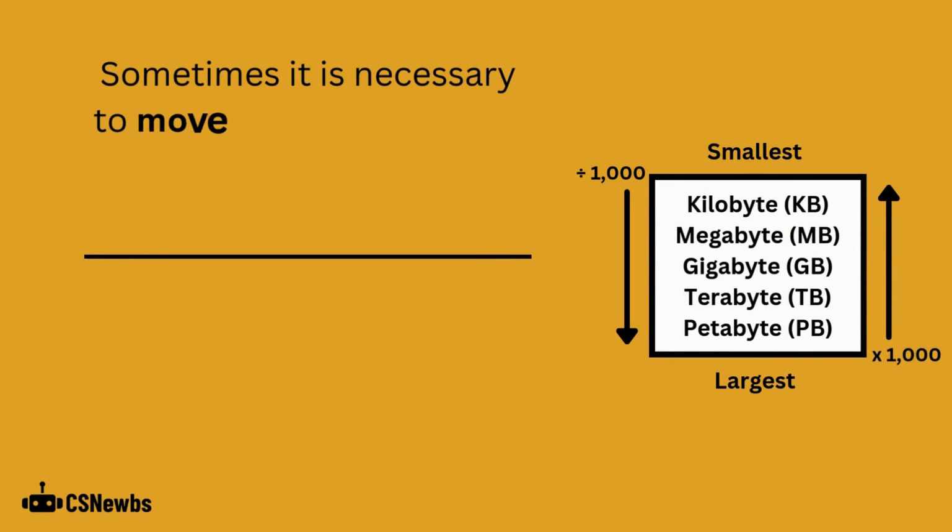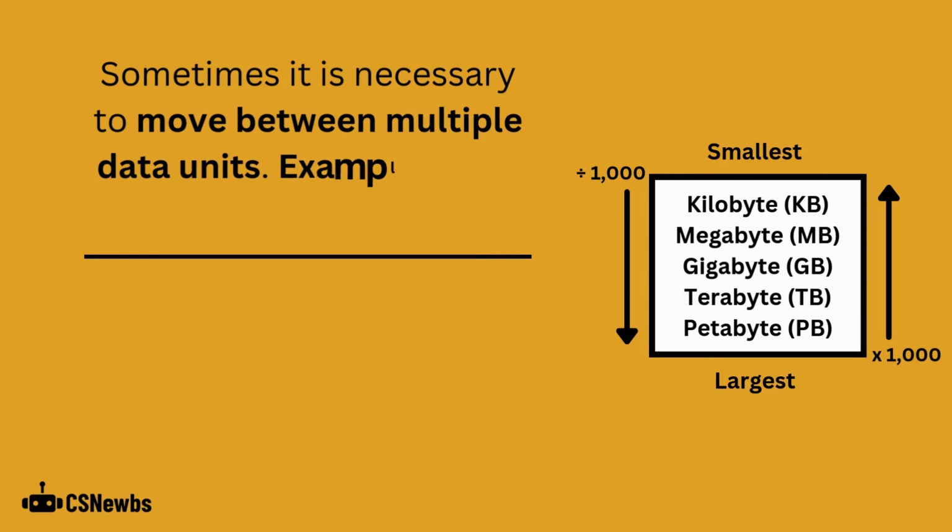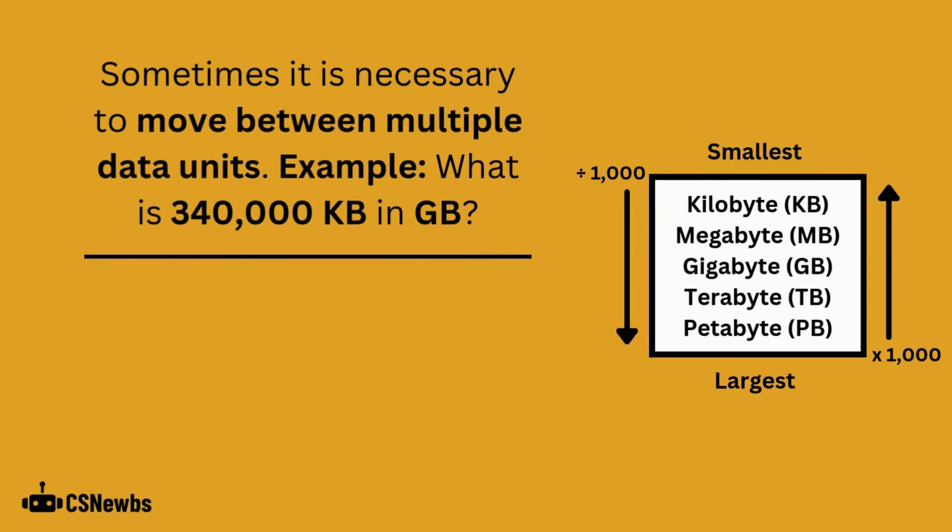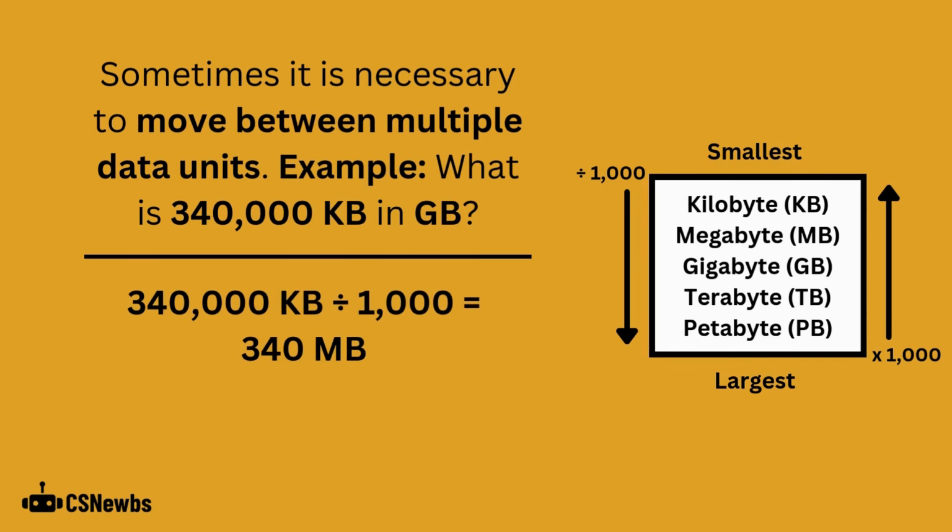Sometimes it is necessary to move between multiple data units. As an example, let's work out what 340,000 kilobytes is in gigabytes. First, we need to convert the kilobytes into megabytes by dividing by 1000 to give us 340 megabytes. Now we need to divide by 1000 again to turn it into gigabytes. The 340 megabytes is converted into 0.34 gigabytes.